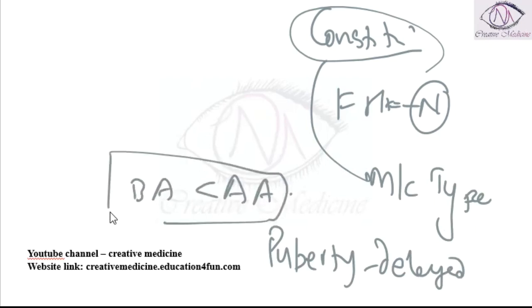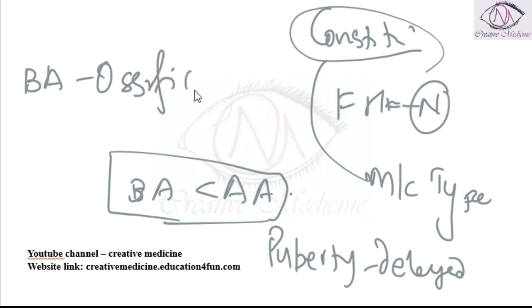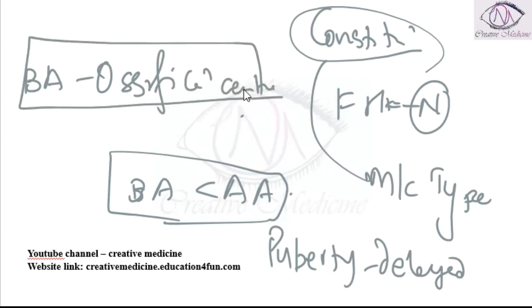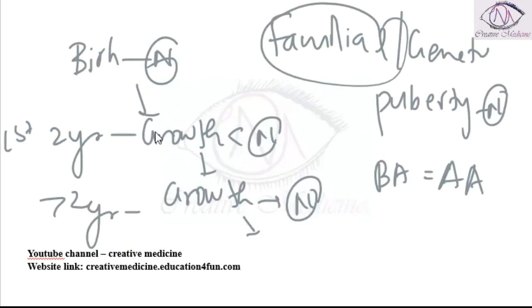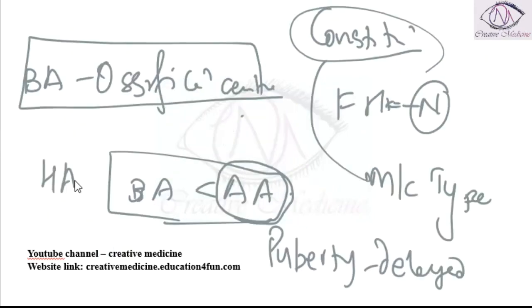Normally the bone age is calculated based on the ossification centers on the X-ray. If the actual age or chronological age is equal to the bone age, but the height age is less than the bone age, then that is familial short stature. If the height age is equal to the bone age, but this is less than the actual age, then this is due to constitutional delay, so that means this is constitutional delay of short stature.